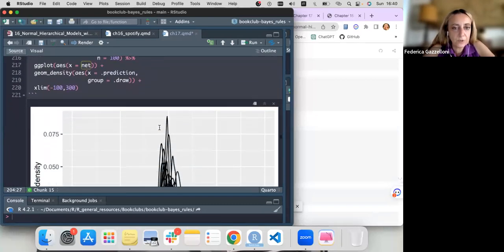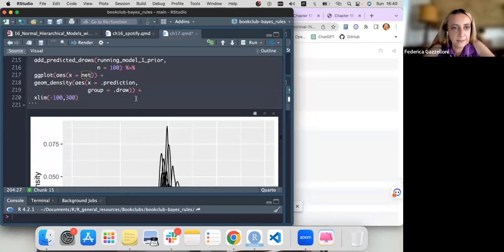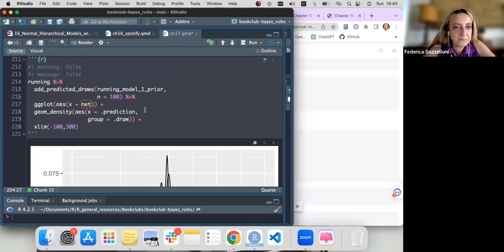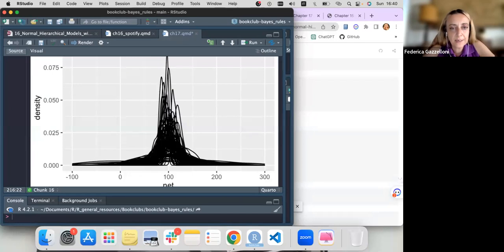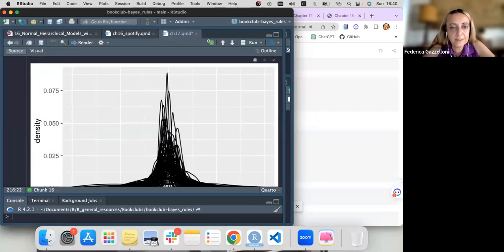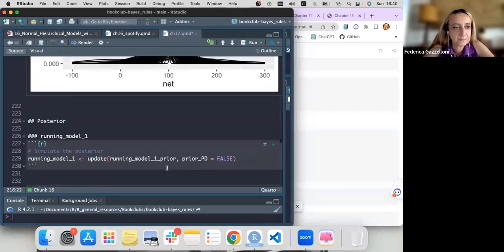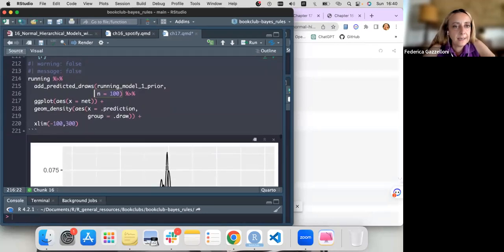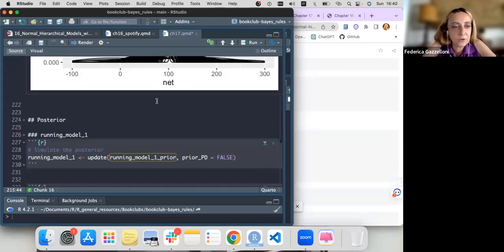Again, as we did before, if we group as a pooling thing, we group by draw, but we have 100 draws. We see that our distributions are quite similar with each other. Now they group nicely. And this is our prior. The look at our priors.